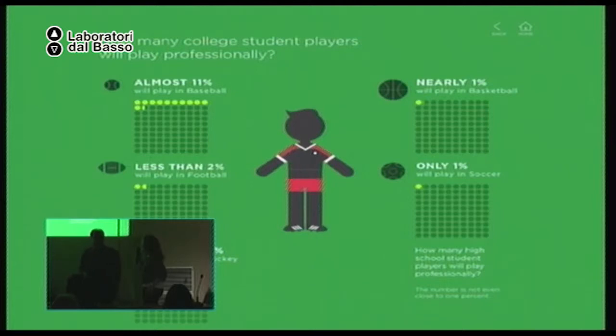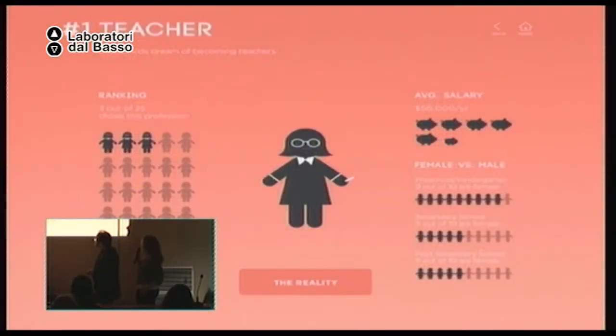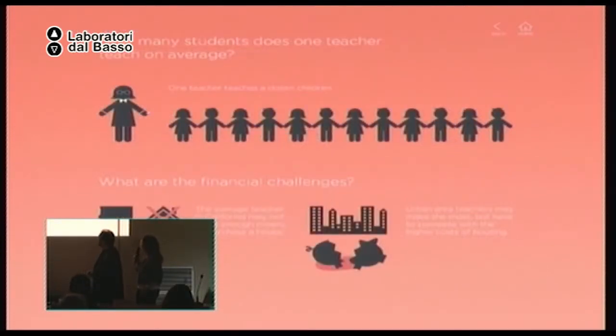But here's the chances of actually becoming a professional athlete. Ma poi qui ci sono le varie schede di come si può. You can see for soccer it's only 1%. È solo l'1% in realtà poi diventa effettivamente un calciatore, no? And teacher, 3 out of 25 chose teacher. Mentre per l'insegnante le femminucce 3 su 25 scelgono questa come professione.